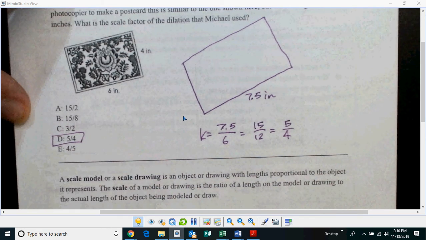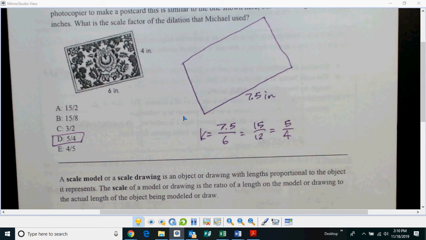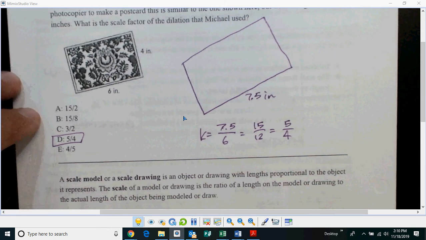I can't write K. It's really hard for me. It doesn't look like a K at all. Look at that. That's an N. That's a K. 7.5 and 6. That's hard, whenever I'm writing fast.